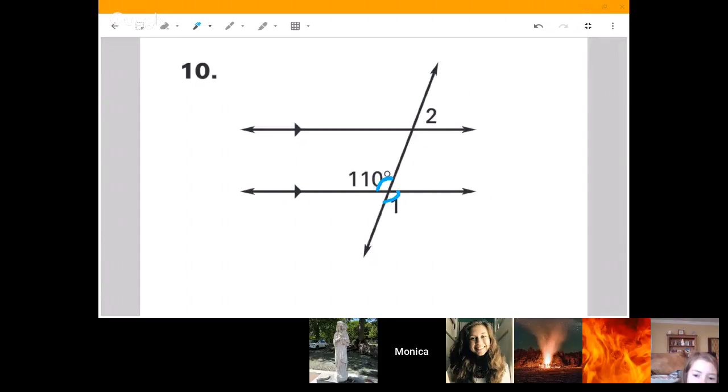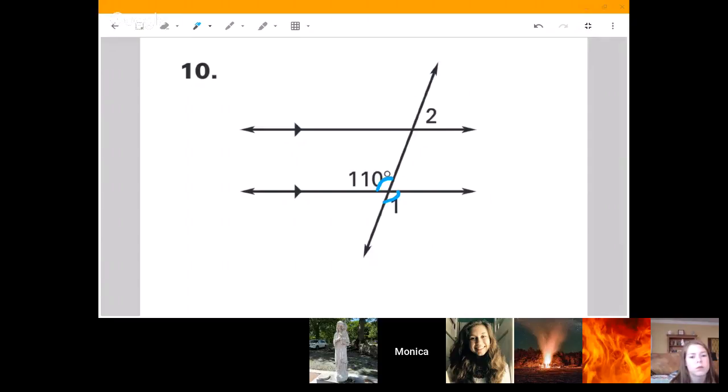Thanks, Ethan. I've been talking. All right. So, Charlotte Ann, what would be the relationship between this 110-degree angle and the angle 1? Yeah, they're vertical angles. And what do we know about vertical angles? Yes, they're congruent. So angle 1 would be congruent with this 110-degree angle.